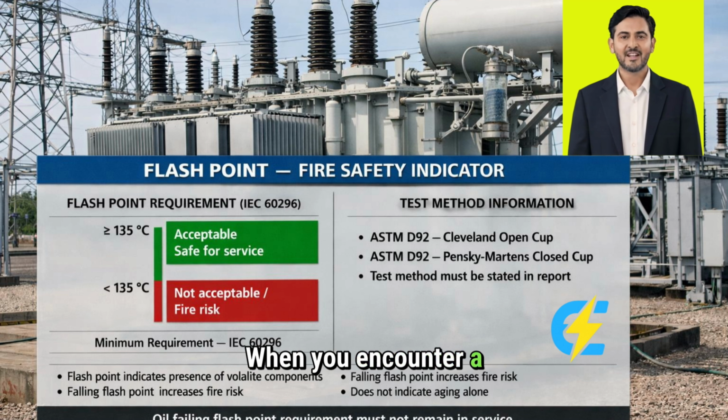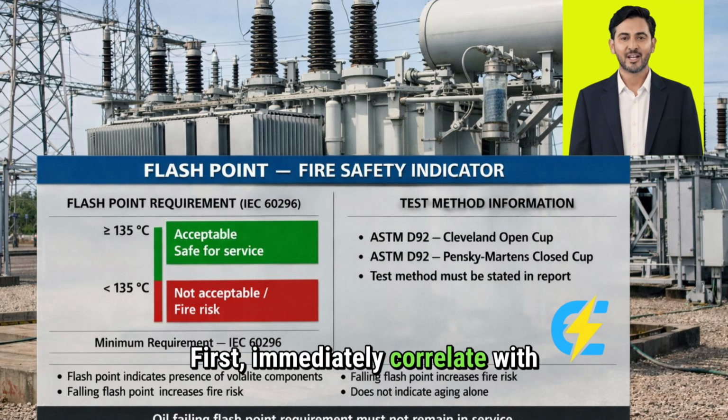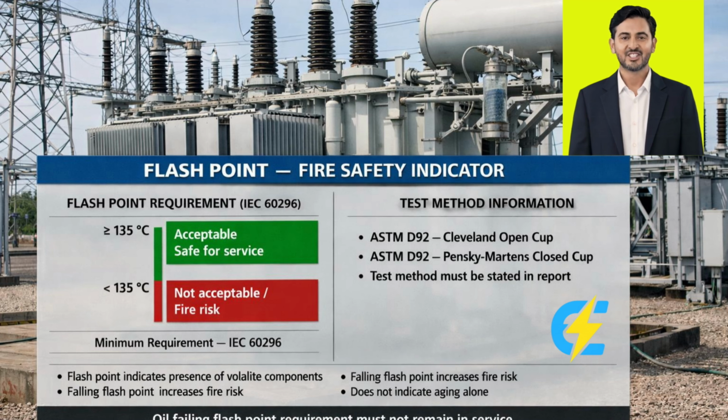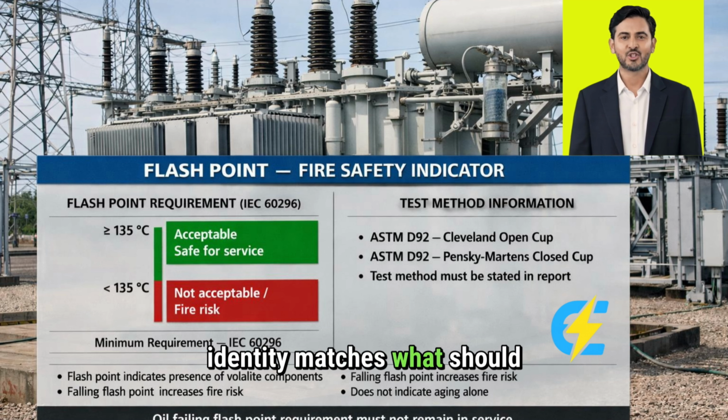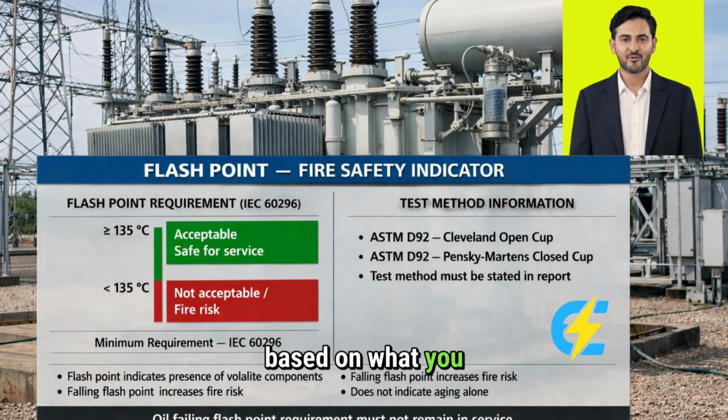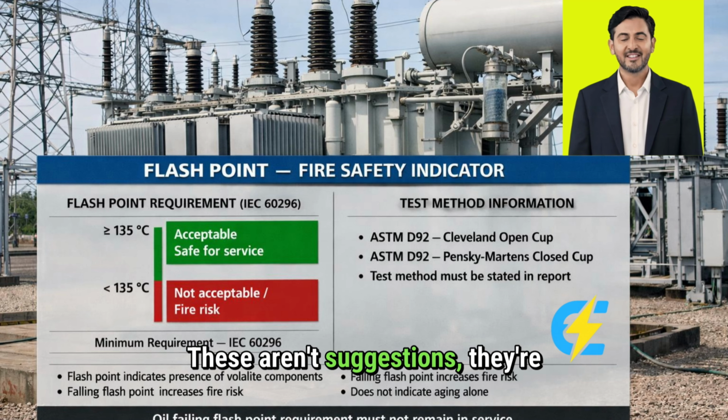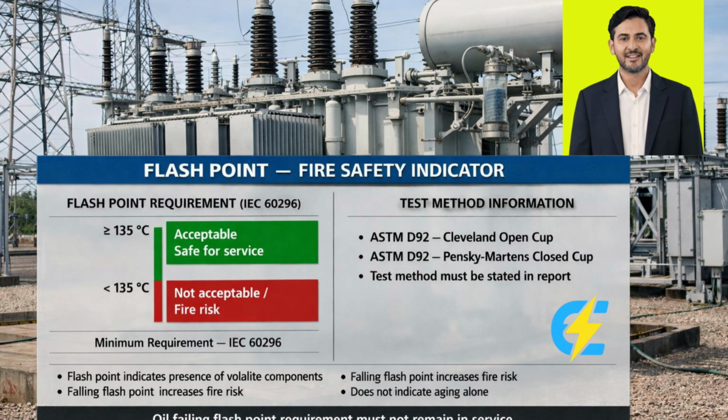When you encounter a low Flashpoint, IEC 60422 gives you a clear action plan. First, immediately correlate with dissolved gas analysis. Check if your oil identity matches what should be in there. Assess the fire and explosion risk honestly. Then plan for oil replacement or equipment isolation based on what you find. These aren't suggestions, they're engineering imperatives.